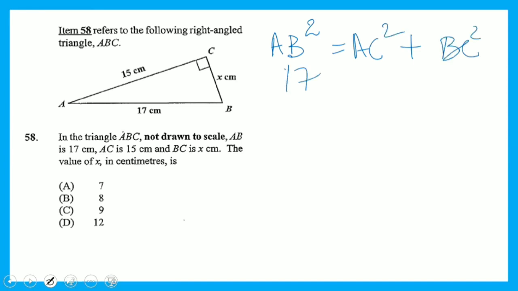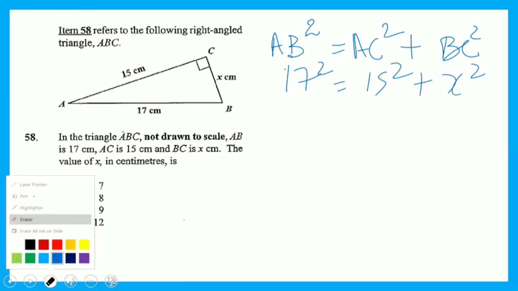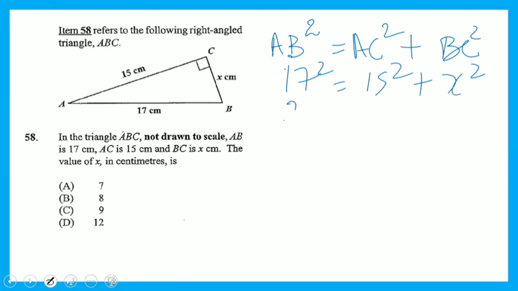All right, so 17 squared should be equal to 15 squared plus x squared. That's not 389, but 289. So you do your multiplication, square 17, you'd get 289, equals 225. That's 15 squared, plus x squared.